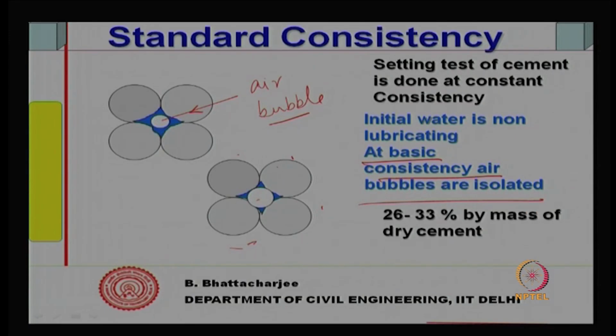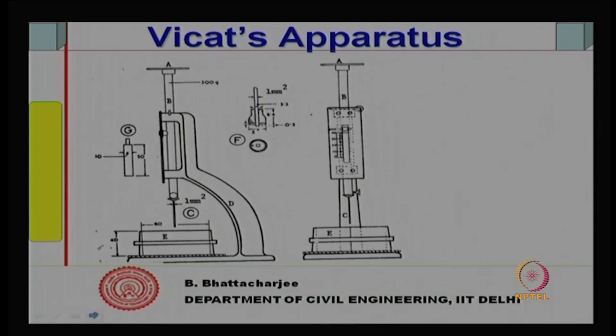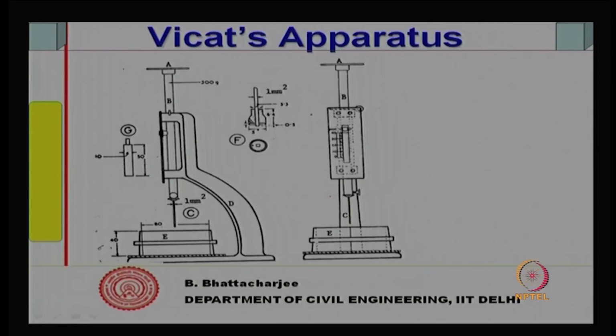Now, this standard consistency corresponds to about 26 to 33% by mass of dry cement. How do we measure this? We measure this by an apparatus called Vicat apparatus. In fact, this instrument came first. The concept of basic consistency came much later. That was given by Powers, in fact, in the 1950s. This was in the 19th century. So, this test is an empirical device developed in order to arrive at setting time, consistency, etc. of cement.